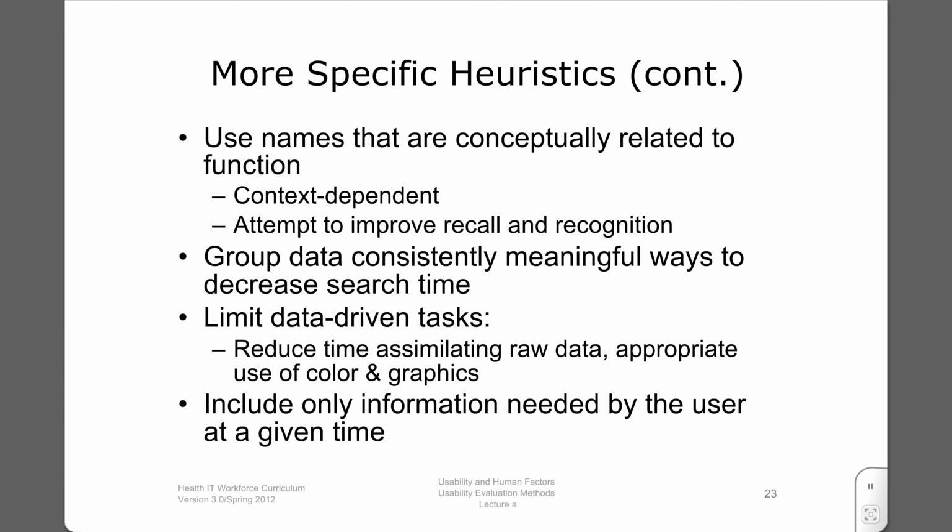Gerhardt-Powals also suggested heuristics for grouping items effectively to reduce search, and minimizing cognitive load by aggregating lower-level data into summaries. Incidentally, there are several ongoing efforts to introduce summaries to aggregate patient data in electronic health records. This can save unnecessary search time for sifting through different electronic documents, for example lab reports, to find the information of interest.